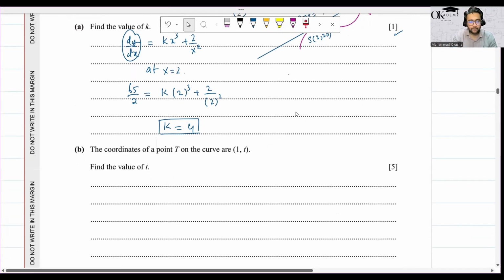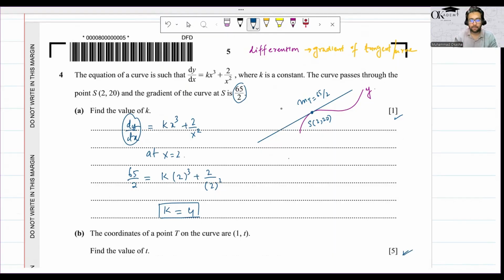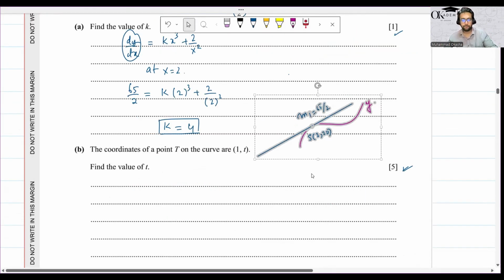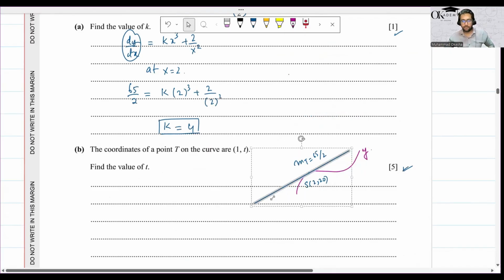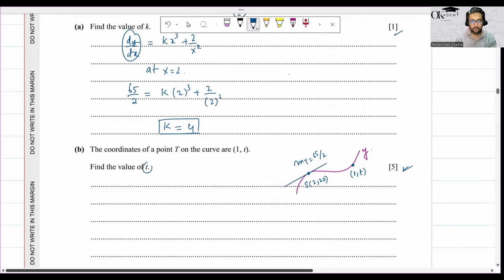Let's move on. This is a 5-mark question. You have to be really careful here. The coordinates of a point T on a curve, let me draw the curve. I'll drag the same curve downstairs over here, and make this line a little smaller. Let's say there's another point on the curve, and that point is (1, t). I need to find out the value of t.